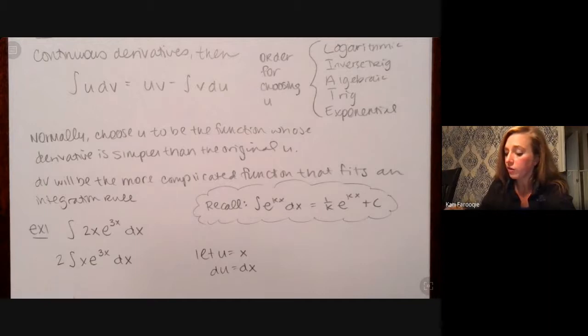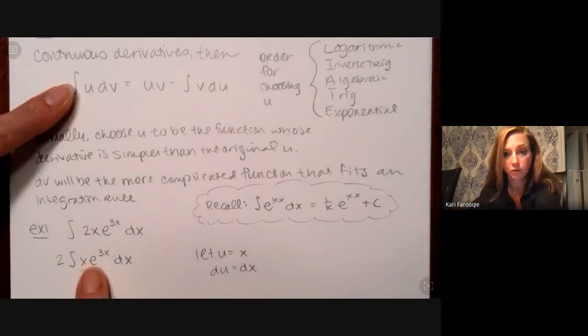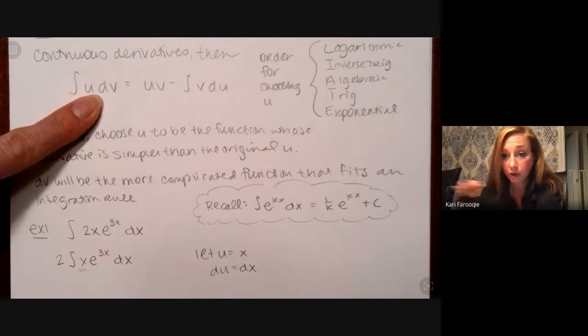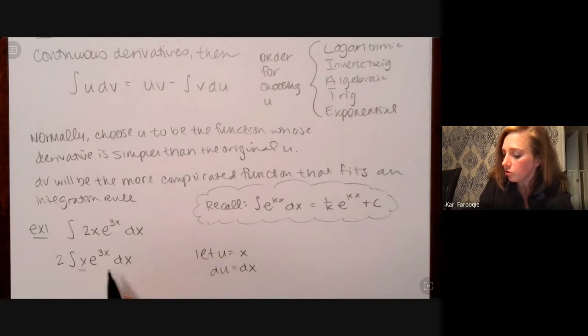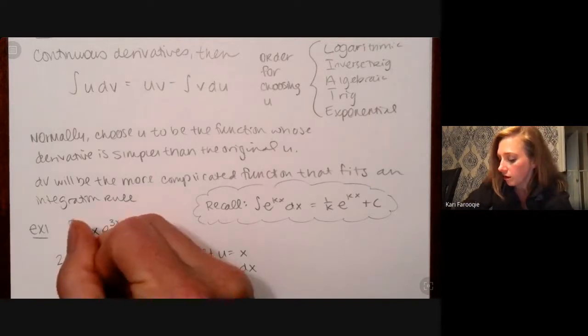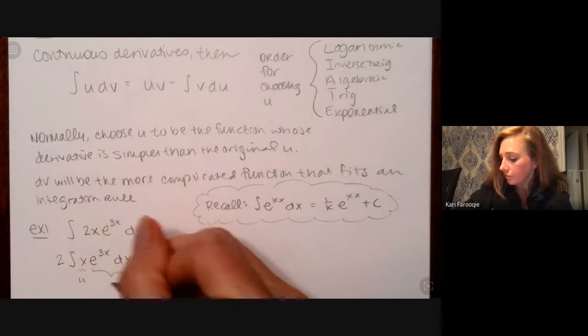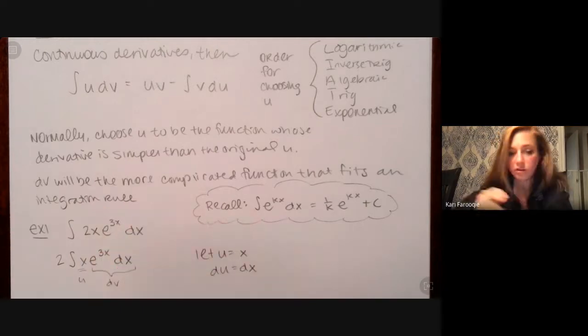Now, if I let u be x, remember we're matching this up with the formula that I gave you in the theorem, then dv has to be the rest of this. You guys aren't used to thinking about a d something as being more than just that notation. But what we're going to do is let the rest of this function be dv. So I'm going to let x be u, and then the rest of the function is going to be dv.